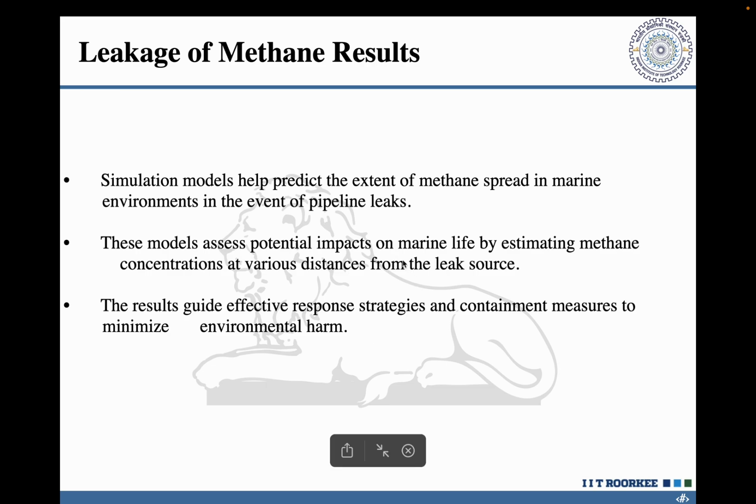This model will help us to study if there is any leak, and make strategies for how we can contain the leak of methane, which can be harmful for marine life.